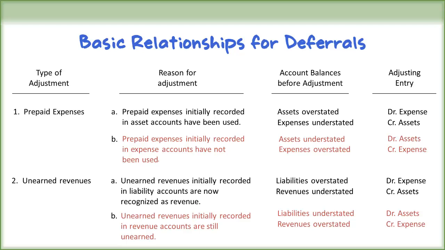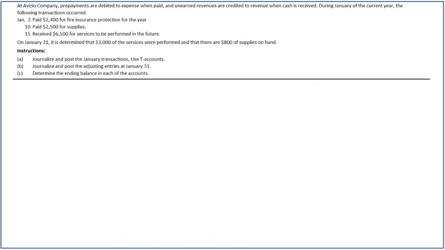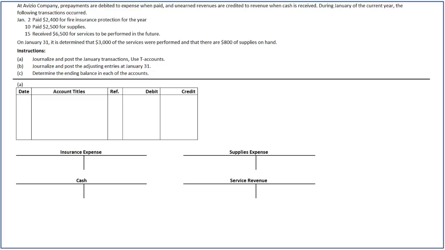Let's look at an illustration to see how to journalize transactions and adjusting entries for the alternative treatment of deferrals. The transactions that occurred in a Visio company during the month of January of the current year are given. Visio uses an alternative treatment for prepaid expenses and unearned revenues. When the company prepays an expense, it debits that amount to an expense account, and when it receives payment for future services, it credits the amount to a revenue account. We will journalize and post the January transactions and the appropriate adjusting entries required at the end of the month. We will also determine the ending balance in each of the accounts.